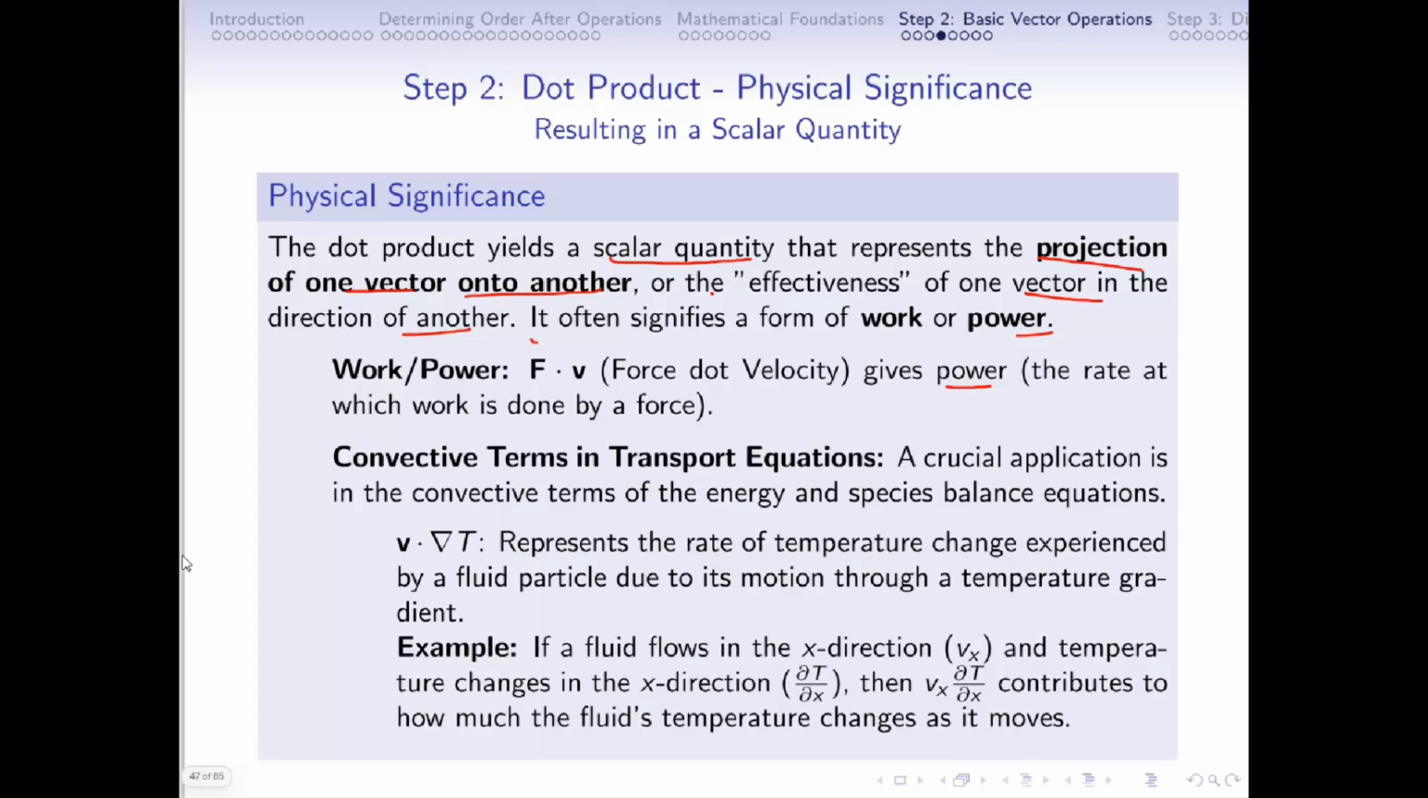That is a scalar. Now a crucial application is in the convective term of the energy and species balance equation. Here V dot nabla T represents the rate of temperature change experienced by a fluid particle due to its motion through a temperature gradient. For example, if a fluid moves in the x direction with Vx and temperature changes in the x direction, that is dou T by dou x, then Vx dou T by dou x contributes to how much the fluid temperature changes as it moves. So these are the physical significance of the dot product.